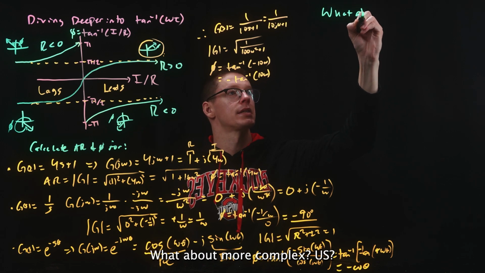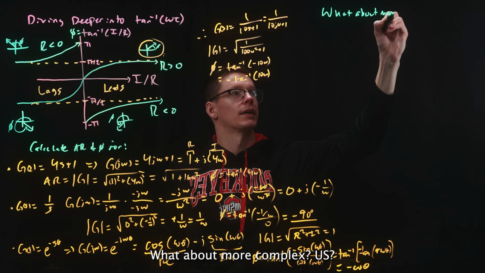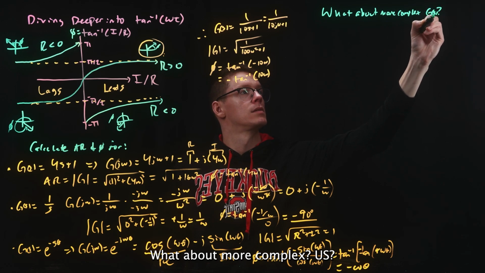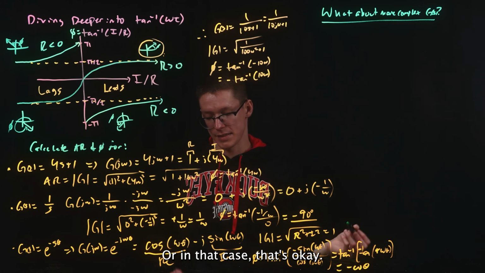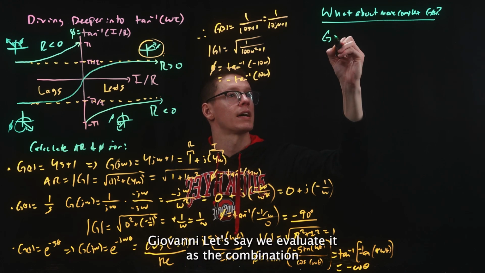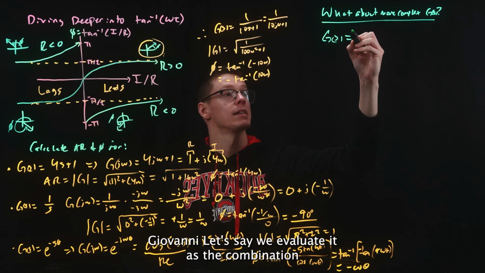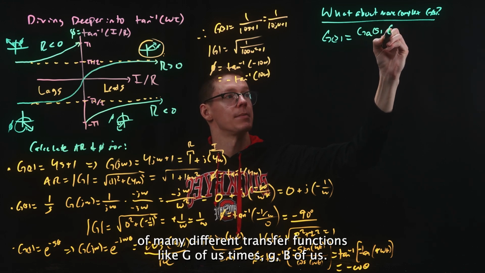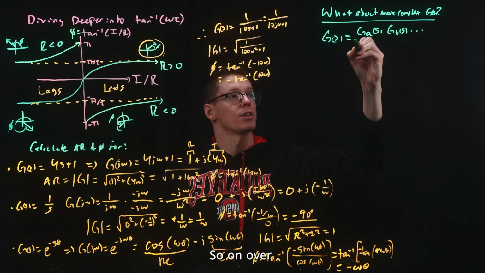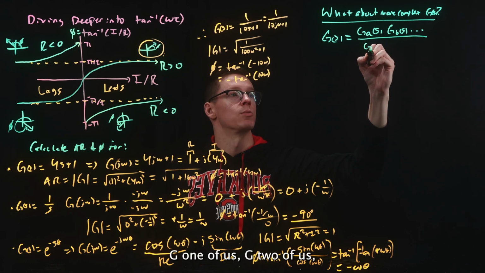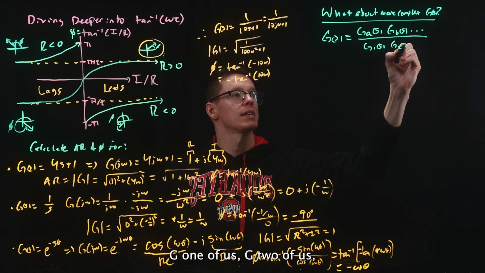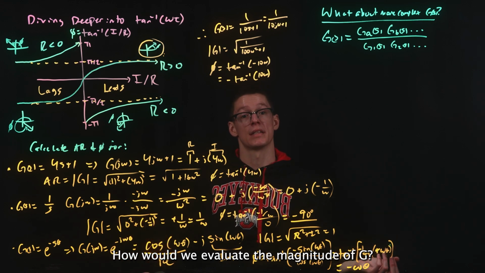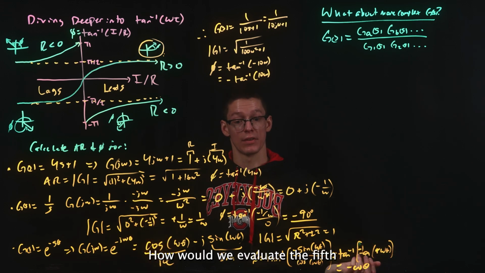What about a more complex G of s? Well, in that case, that's okay. Let's say we evaluate G of s as the combination of many different transfer functions, like GA of s times GB of s, and so on, over G1 of s, G2 of s, and so on. How would we evaluate the magnitude of G? How would we evaluate the phi?